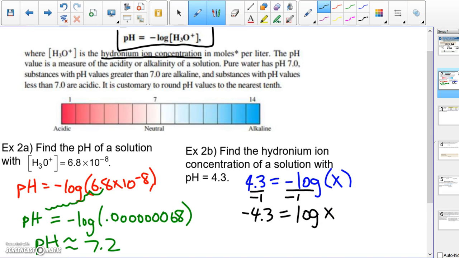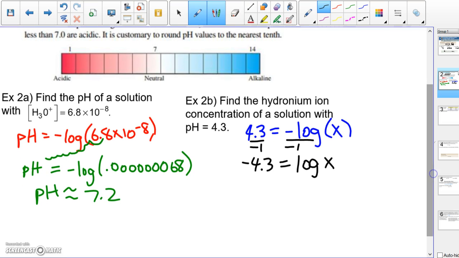I'm not sure if we've done this yet or not, but in order to isolate this, you have to get rid of the log. And remember, this is a log base 10. And the inverse operation of a logarithm is an exponential. I know we've talked about that. And so in order to cancel out that log base 10, we're going to do a base 10 exponential. So x is going to actually equal whatever 10 to the negative 4.3 power is.